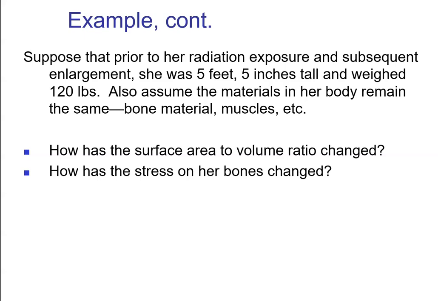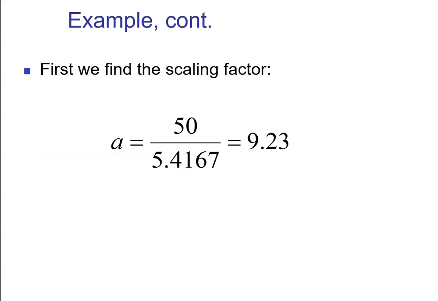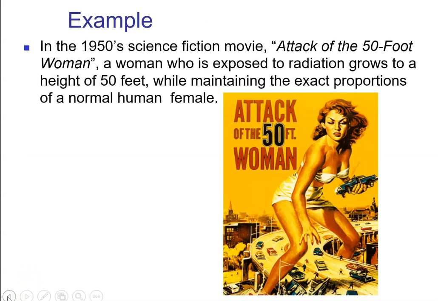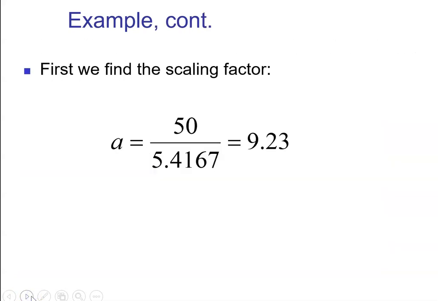Okay, so let's first take a look at number 1 here. How has the surface area to volume ratio changed? Well, we actually need to talk about the scale factor. Now I have the scale factor to be 9.23, but where is this coming from? Okay, so if we go back here, she was originally 5 feet 5 inches, weighs 120 pounds. But after the exposure, she is then 50 feet tall. So that is where this first portion is coming from.